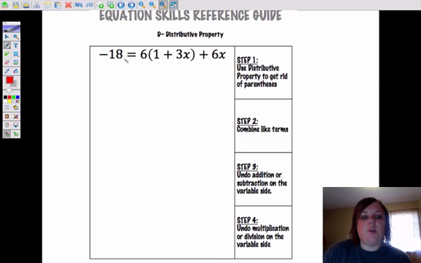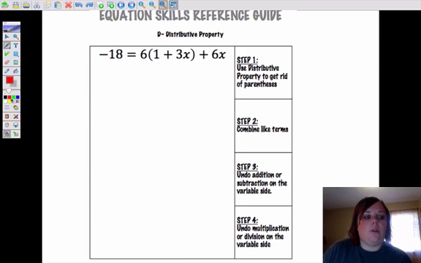What makes this equation different than the ones that we've seen in the previous videos is you have parentheses. Okay, so we have negative 18 is equal to 6 times all of this in parentheses. That's what it means when you have an expression here in parentheses. It's 6 times all of that and then plus 6x. All right, so just like an order of operations that says you always work with parentheses first, you need to do that with equations as well.